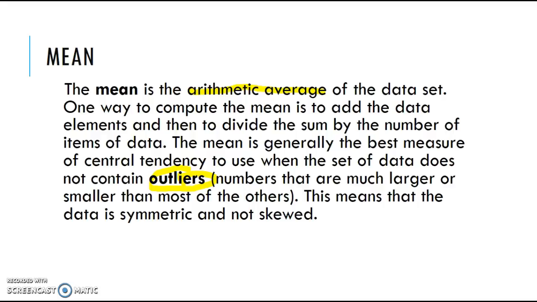The important thing to remember when dealing with mean is that it truly is the best measure of center if the data does not contain outliers, numbers that are way smaller than the rest of the data or way larger. And when those are included, that skews the data, and the data ends up being not symmetric. And the mean is pulled from one direction or the other, and not a true measure of center.